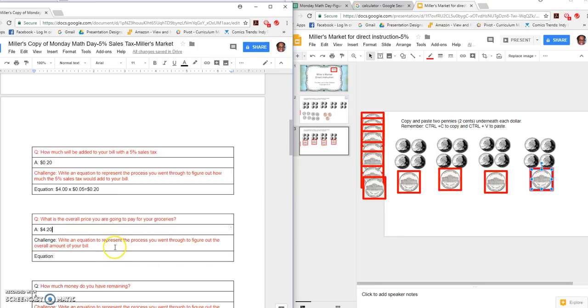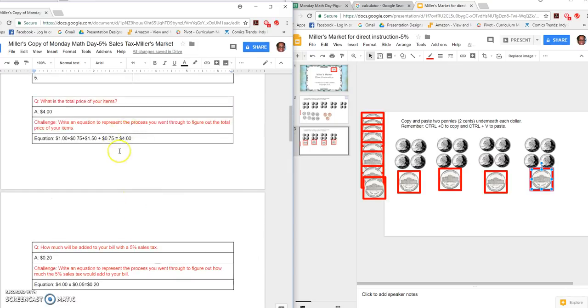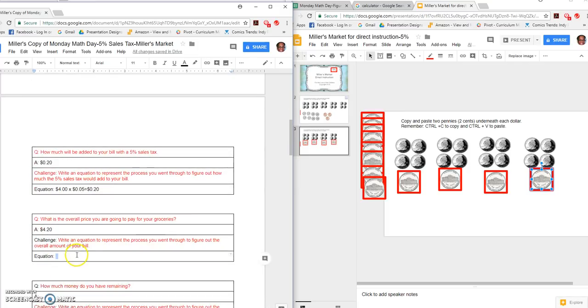Next, we are going to write an equation to represent the process we went through to figure out the overall amount of your bill. I'm not going to write, oh, I just added up what was on my screen. No, I have to put an equation. So I took my total before tax and I added it to the sales tax. And so that's what I'm going to put. I'm going to take my $4 plus the sales tax, and that equals $4.20. Please push pause and fill in your equation.